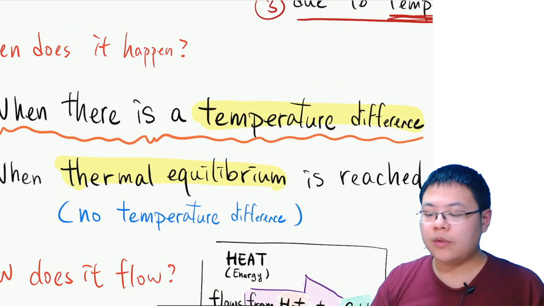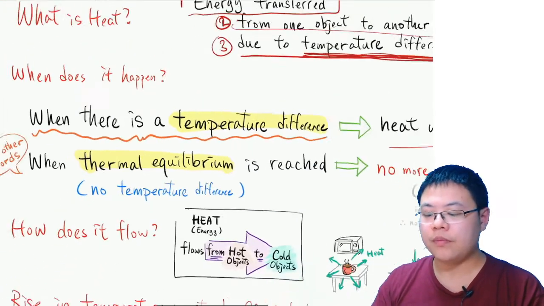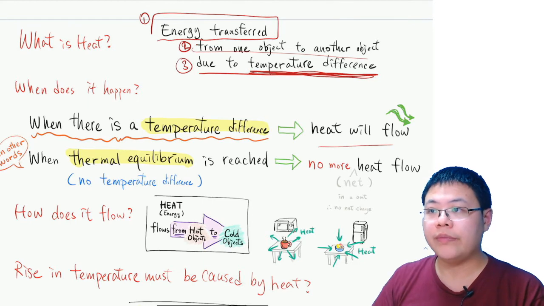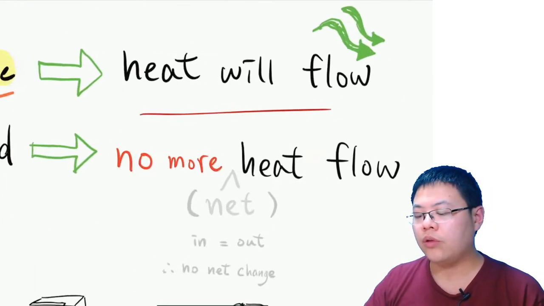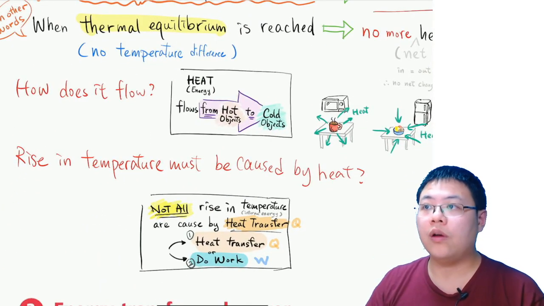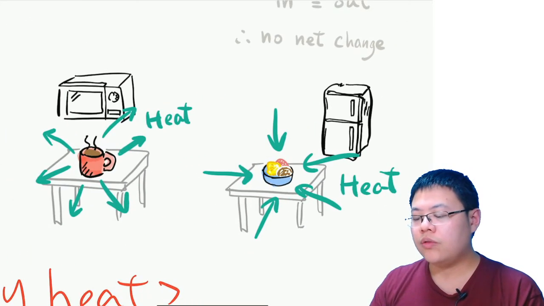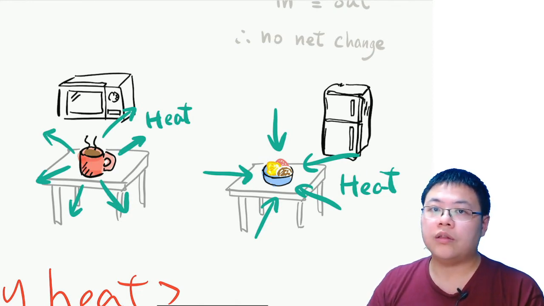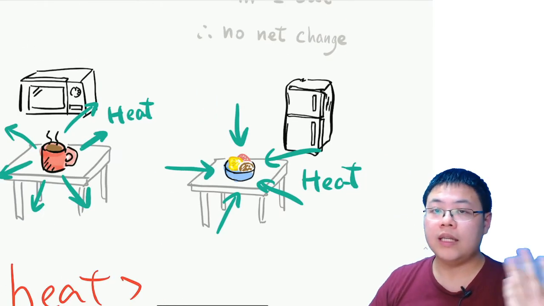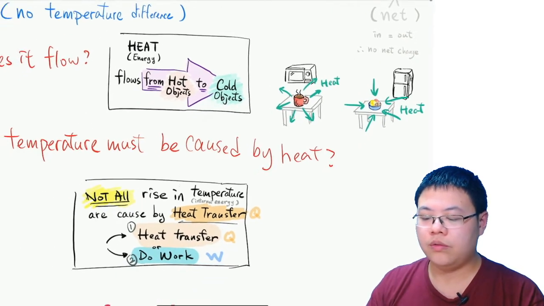And for no temperature difference, the terminology we have to learn is thermal equilibrium. Okay, when two objects reach thermal equilibrium, it means they have the same temperature. There will no longer be any heat flow. And the direction of heat flow is always from hot object to cold object. So in these two examples, the coffee is hot, so heat flows from the coffee to the surroundings, and the ice cream is cold, so heat flows from the environment into the ice cream. Okay, from hot to cold.